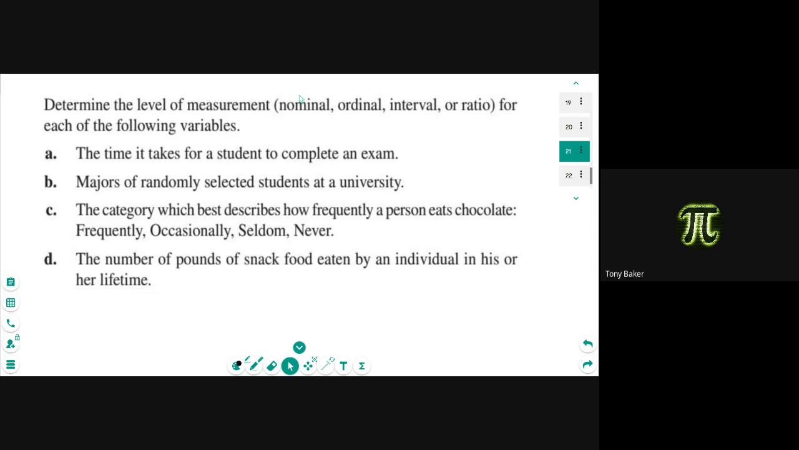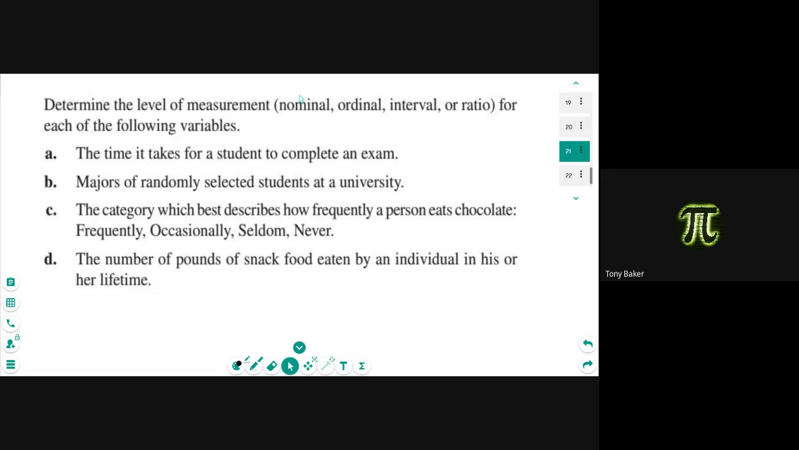Think about it. Majors of randomly selected students in the university. It's nominal. Why? Because it's just names. It doesn't matter what the order is. It's just a characteristic of what it is. Putting them in order doesn't mean anything.